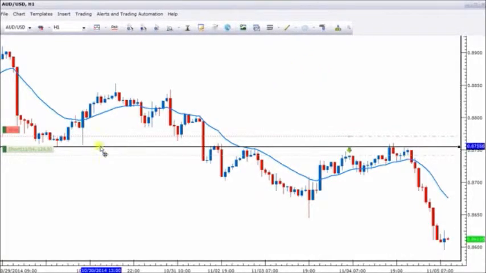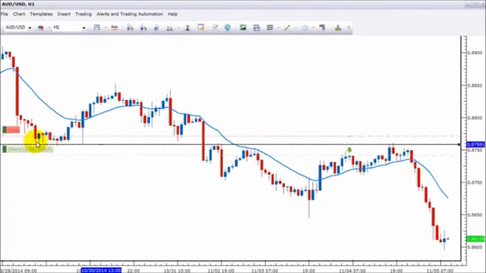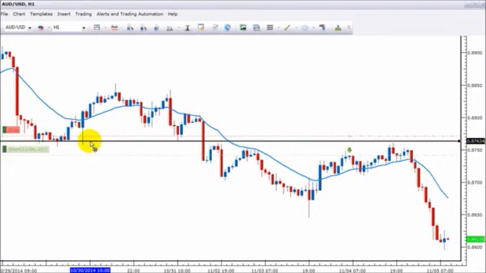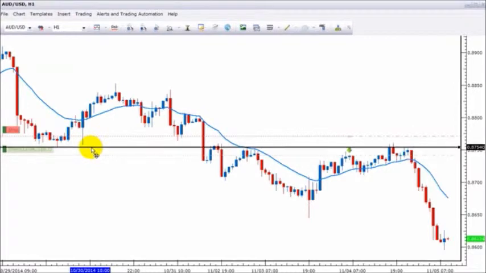That would have allowed for the market to penetrate into these lows here, still giving it a little bit of room to work with. So that was my reason for the stop loss placement.